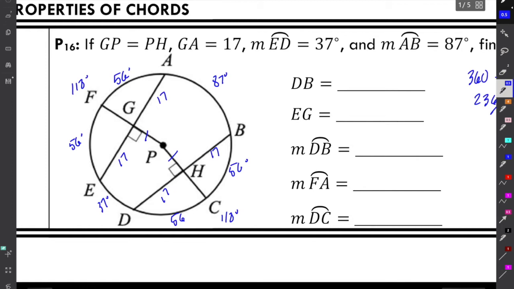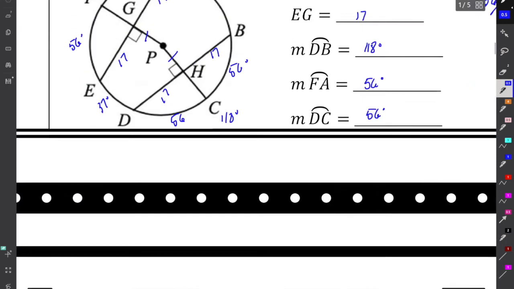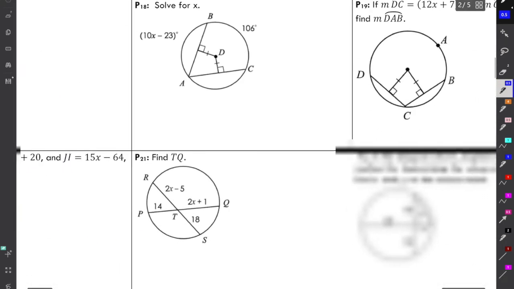And that should be enough for us to find what we want to find. DB, 17 plus 17, 34. EG is just 17. Measure of arc DB, 118. FA, 56 degrees. And the measure of arc DC is again also 56 degrees. And that's number 16. Moving on to number 17.